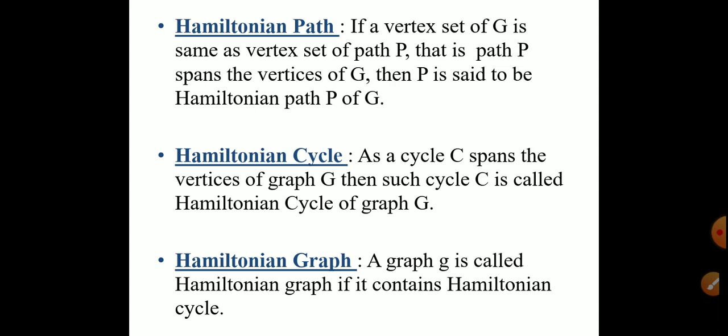So this is the difference between a Hamiltonian graph and an Eulerian graph. An Eulerian graph contains a cycle which has all the edges of the graph, and a Hamiltonian graph is a graph which contains a path or cycle which has all the vertices of the graph G.